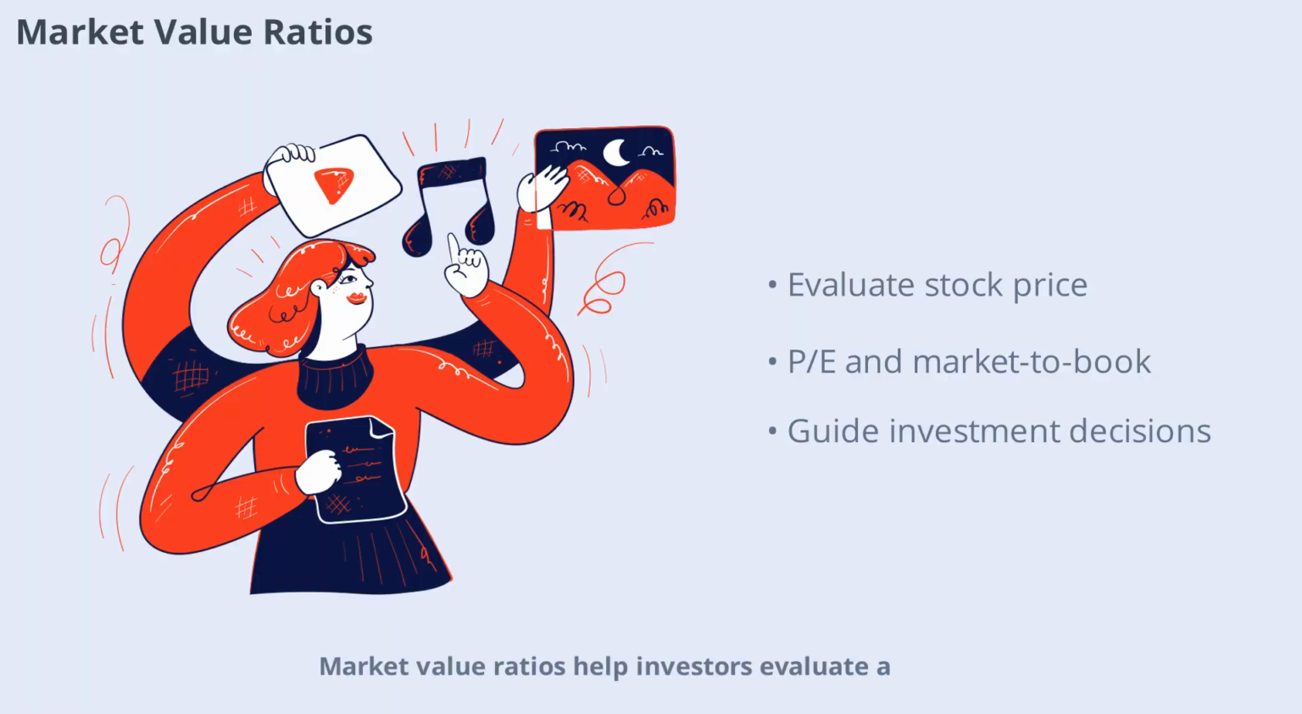Market value ratios help investors evaluate a company's stock price relative to its financial performance. These include the price-to-earnings (PE) ratio and the market-to-book ratio. They're especially important for those considering buying or selling shares, as they indicate whether a stock is overvalued or undervalued.